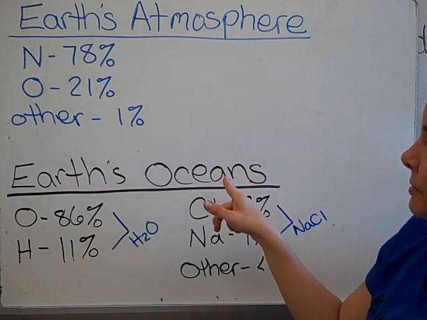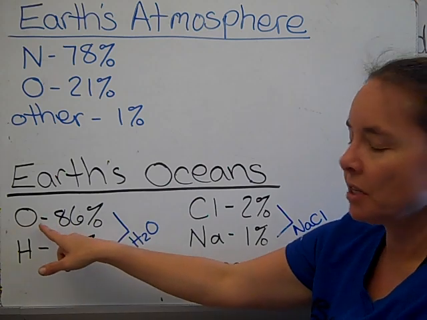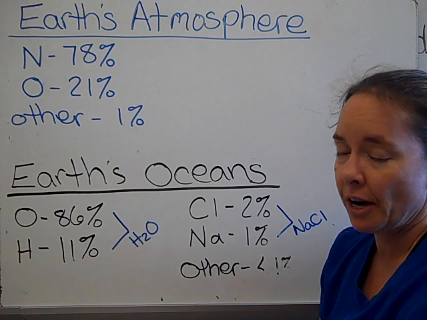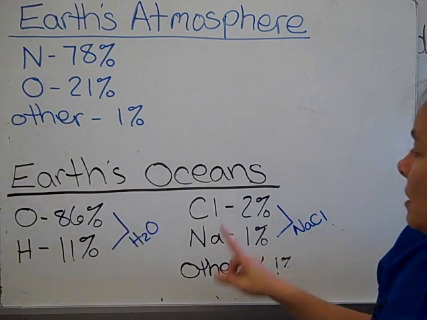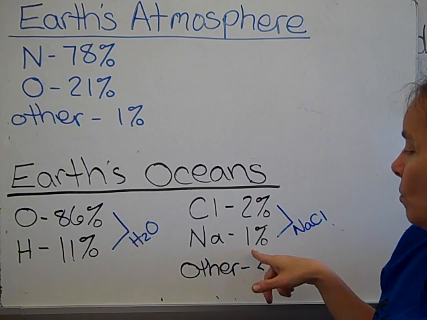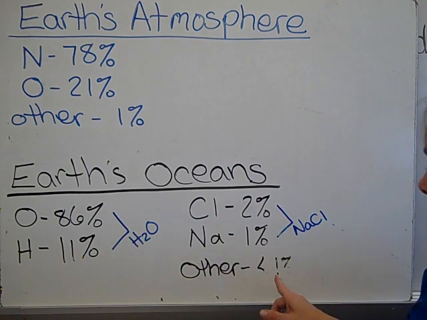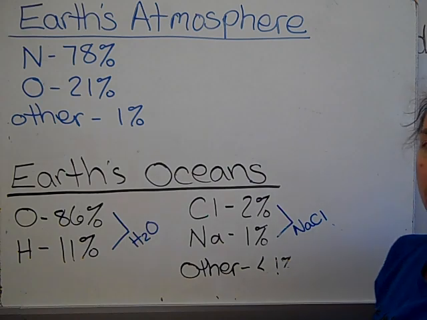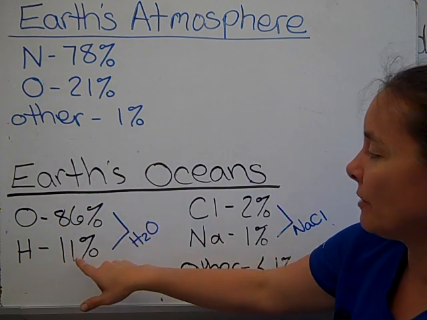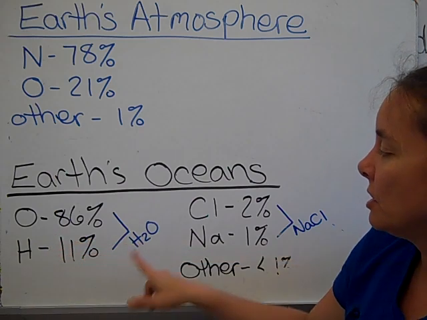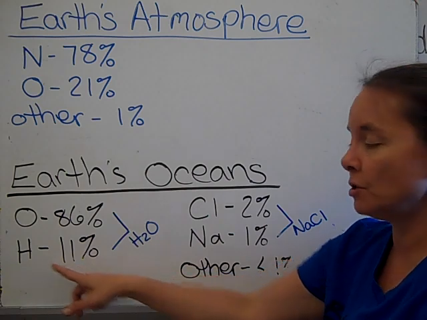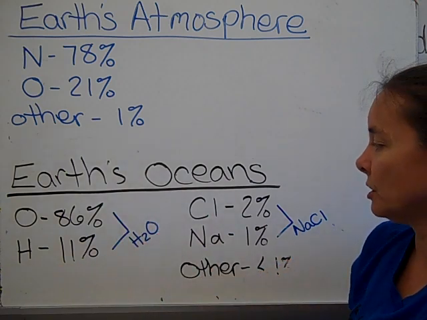Earth's oceans, 86% oxygen, 11% hydrogen, chlorine 2%, sodium 1%, and other stuff is less than 1%. So the 86 and 11% oxygen and hydrogen is the water. So oxygen and hydrogen, H2O, is the water in the ocean.